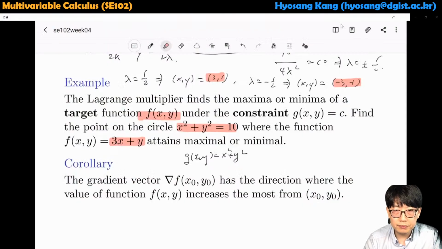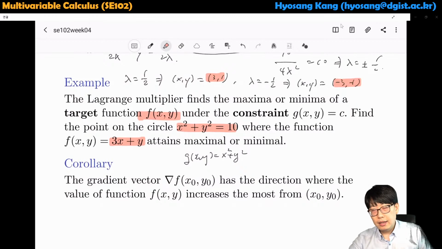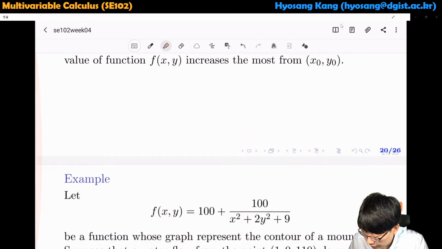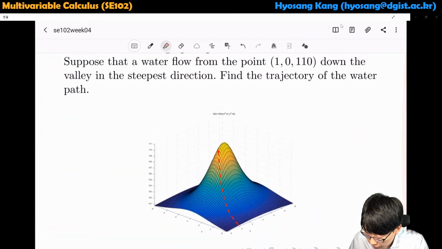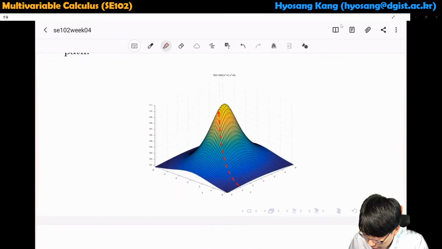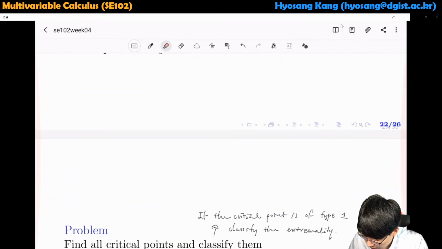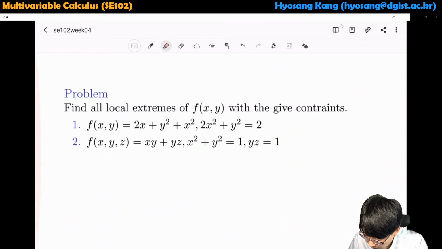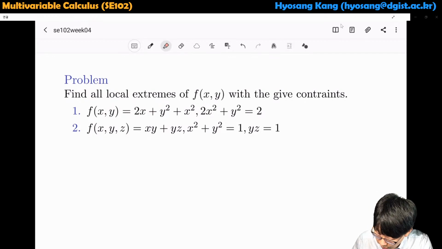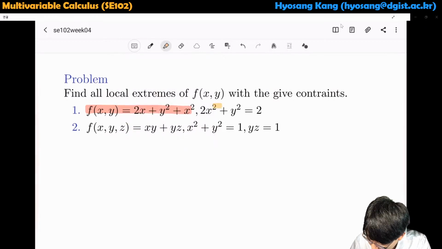Let's look at other examples, and then when we are comfortable using this Lagrange multiplier, I will explain why this kind of method works to find the local extrema. This is a harder one. Let's look at the example here. Find the local extrema of this given function with this constraint. I will do the first one, you can do the second one by yourself.